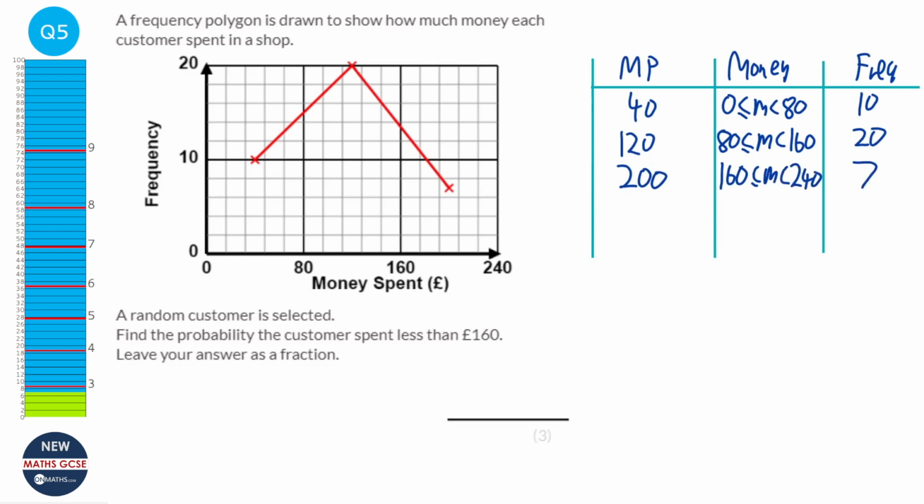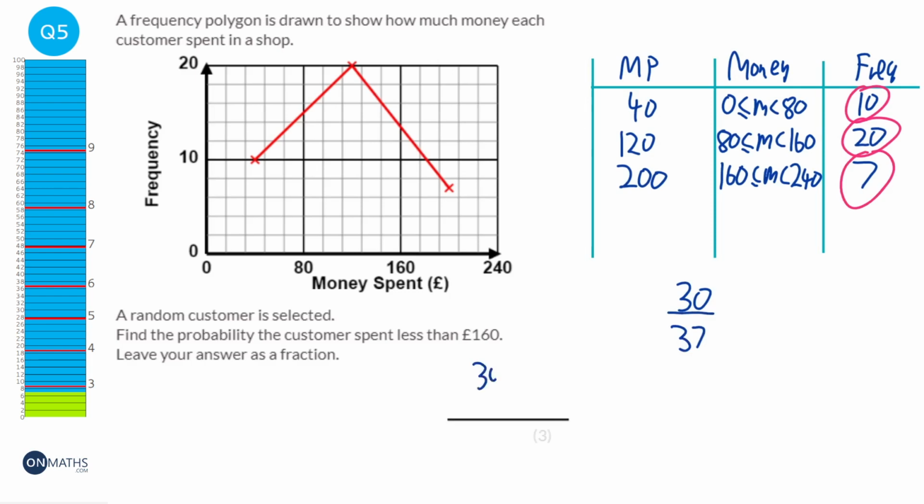So we're looking for the probability a customer spent less than 160, so that is these two here. Okay, so there are 30 that are less than 160. And how many are there altogether? Well, it's that 10 plus the 20 plus the 7. So it's going to be over 37. So it's 30 over 37.